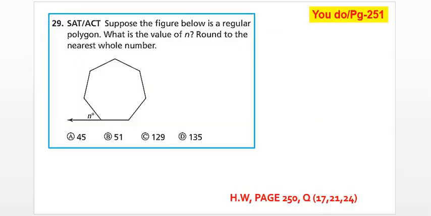The next one, it says suppose the figure below is a regular polygon. What is the value of n down to the nearest whole number? It means maybe your answer will be in decimals, so you can round it to the whole numbers. Pause the video, get the answer, and then play the video to check your answer.